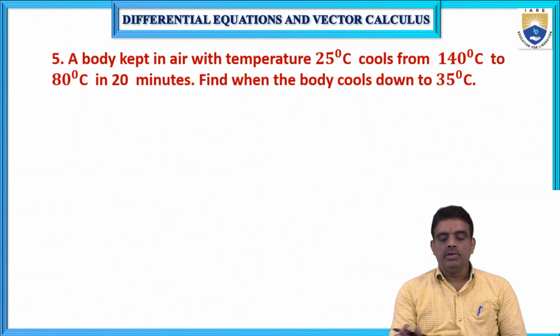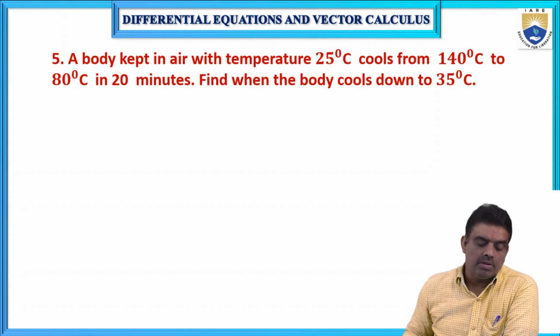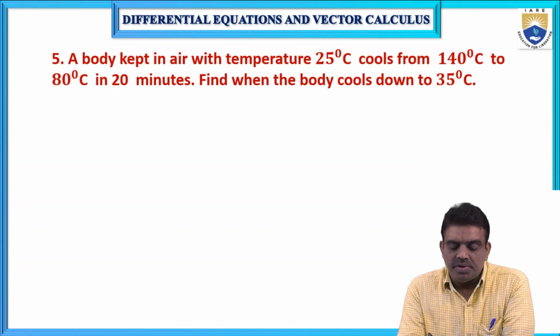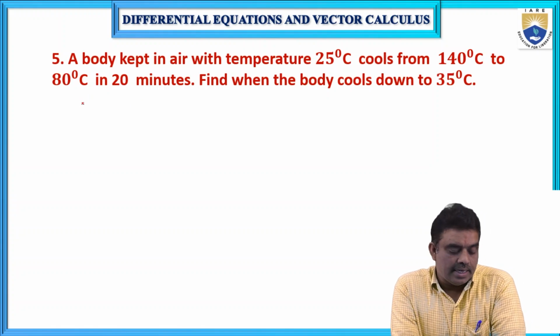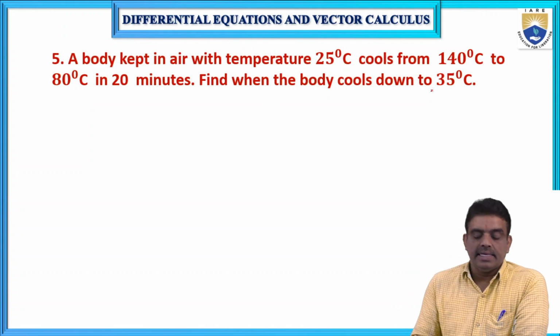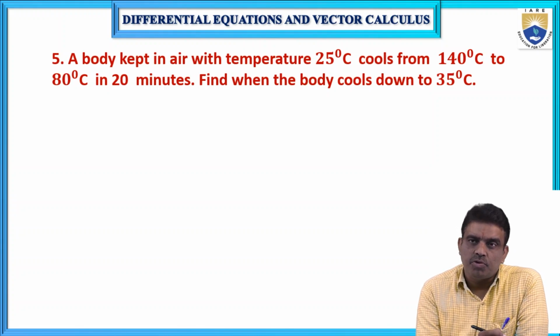So, now I will give the idea to this problem when you solve this problem. A body kept in air with temperature 25 degrees centigrade cools from 140 degrees centigrade to 80 degrees centigrade in 20 minutes. Find when the body cools down to 35 degrees centigrade. So this is the application problem of Newton's law of cooling.